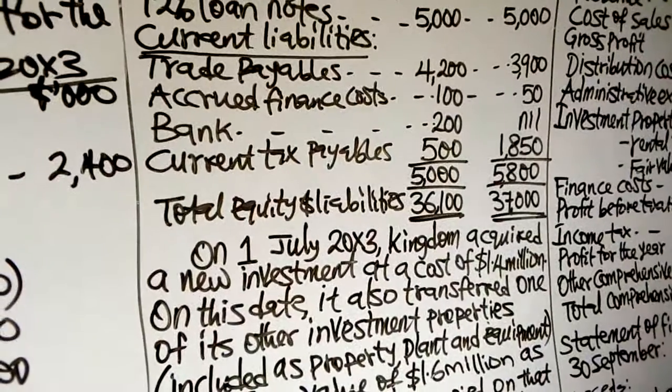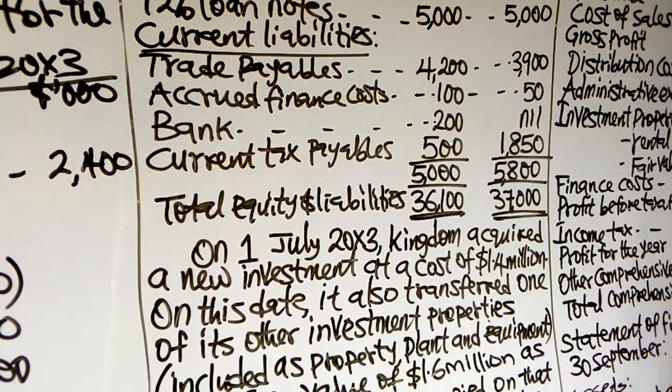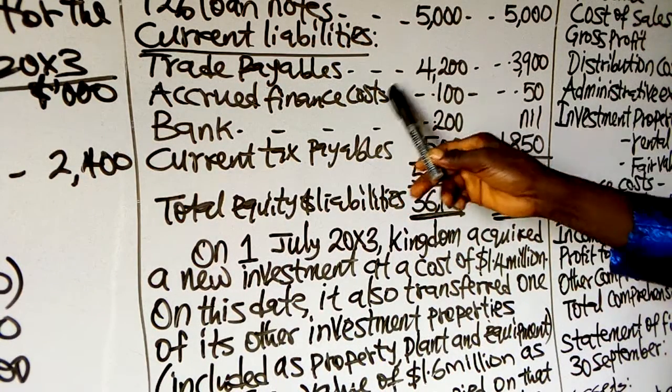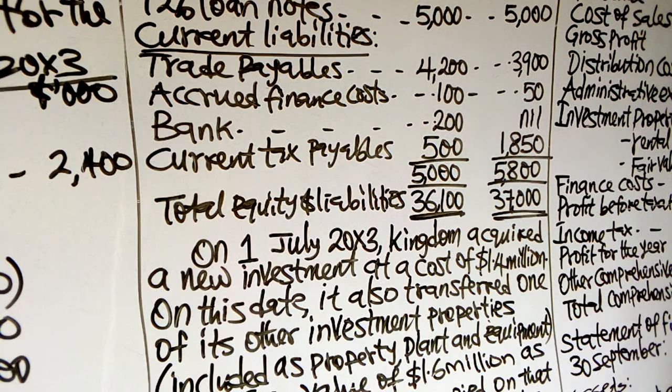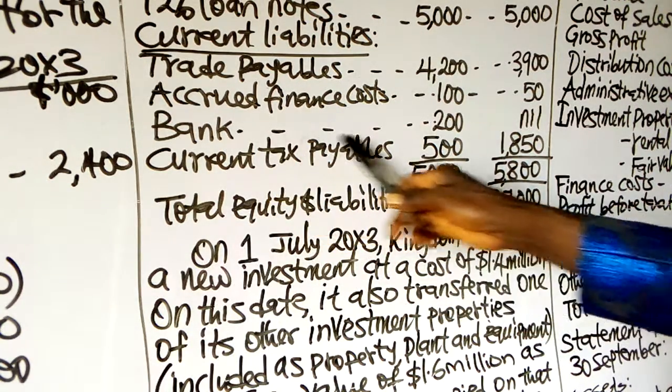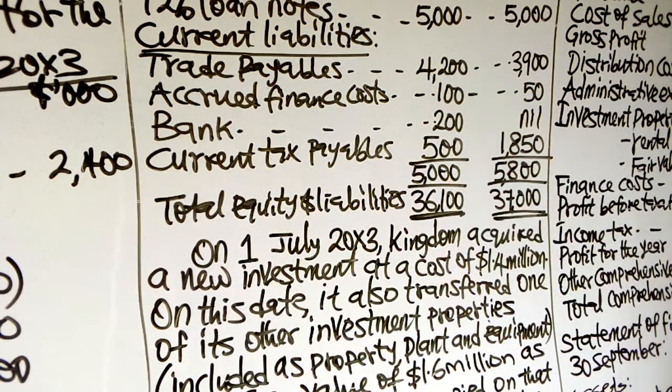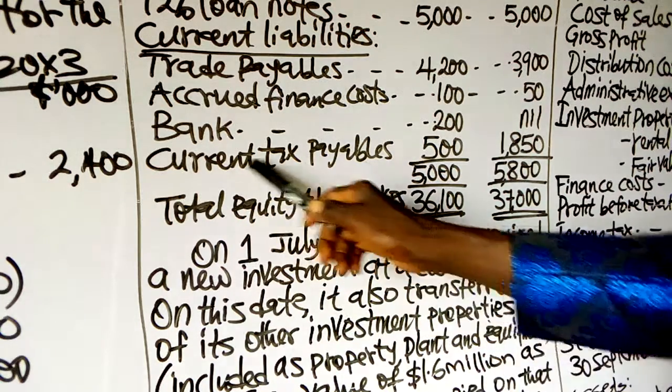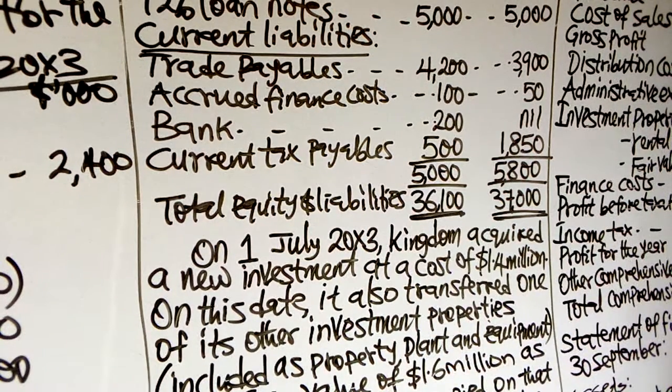Then after trade payables, as part of our current liabilities, we have accrued finance costs. This is interest, and that will be treated as part of interest, so you exclude that. Bank overdraft is also cash, so it should be excluded. Then current tax payable should be adjusted in tax, so you exclude that.